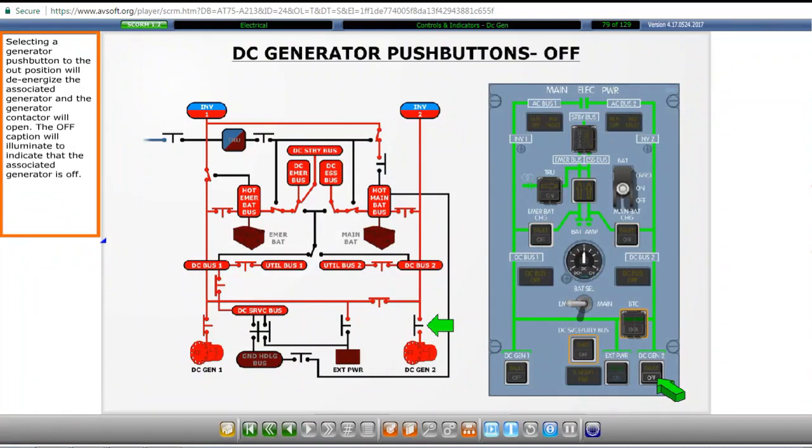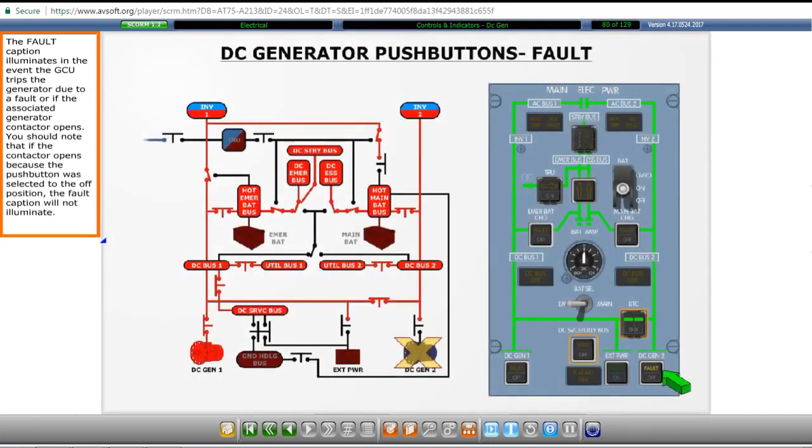Selecting a generator push button to the out position will de-energize the associated generator and the generator contactor will open. The off caption will illuminate to indicate that the associated generator is off. The fault caption illuminates in the event the GCU trips the generator due to a fault or if the associated generator contactor opens. You should note that if the contactor opens because the push button was selected to the off position, the fault caption will not illuminate.